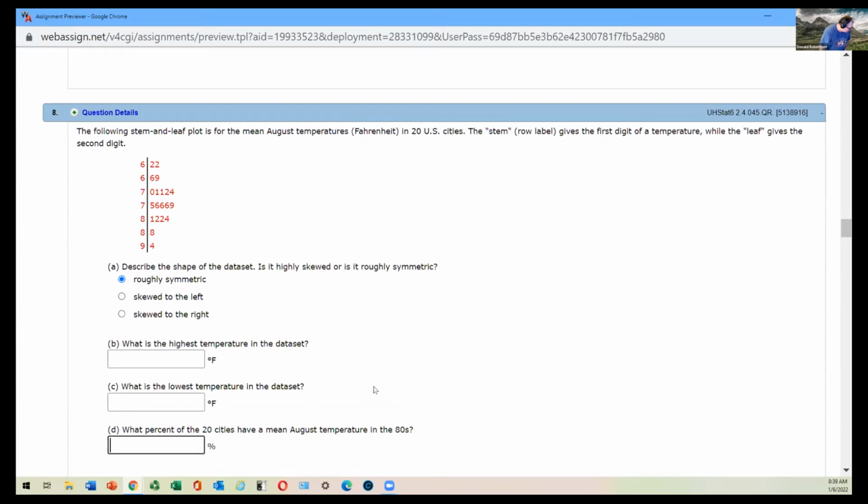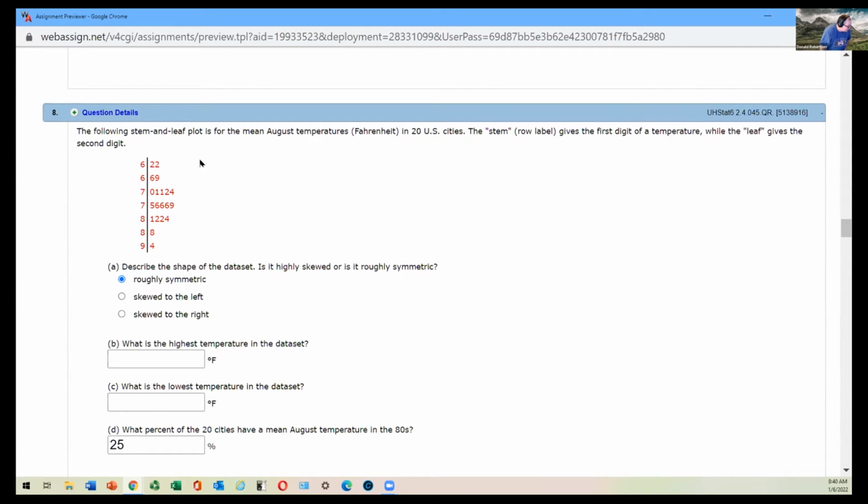And then it asks us, what percentage of these 20 cities have a mean August temperature in the 80s? Well, when I look at the 80s, do you see it's one of those double split versions? So what does that add up to? 4? Isn't that 5 of them? Well, 5 out of 20 is 25%. Boom.